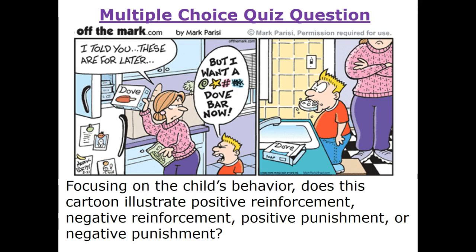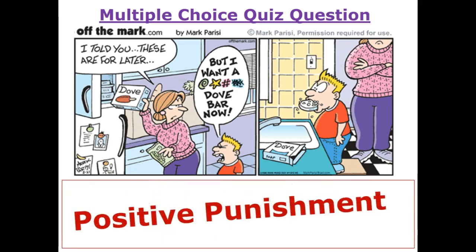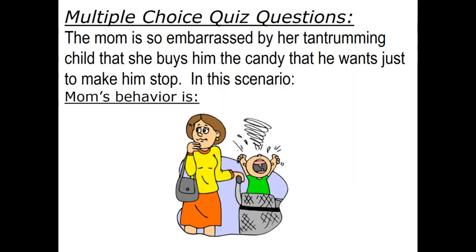The correct answer is positive punishment. The mother wants to reduce the likelihood of the child's misbehavior by putting the bad-tasting Dove soap in his mouth as a consequence. Here are two more multiple-choice quiz questions.